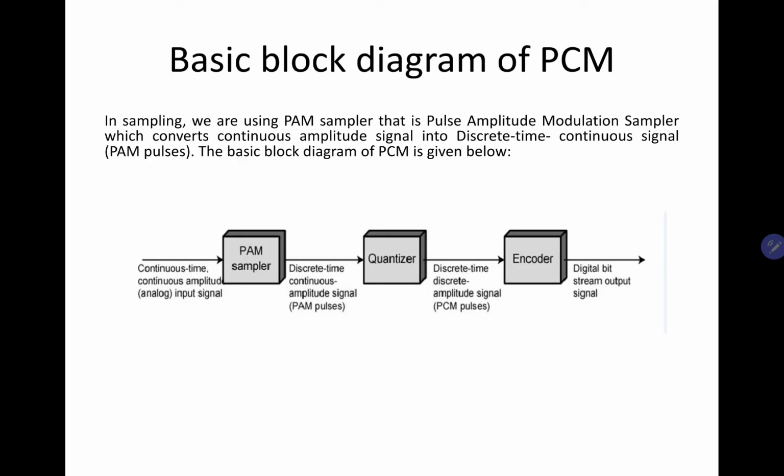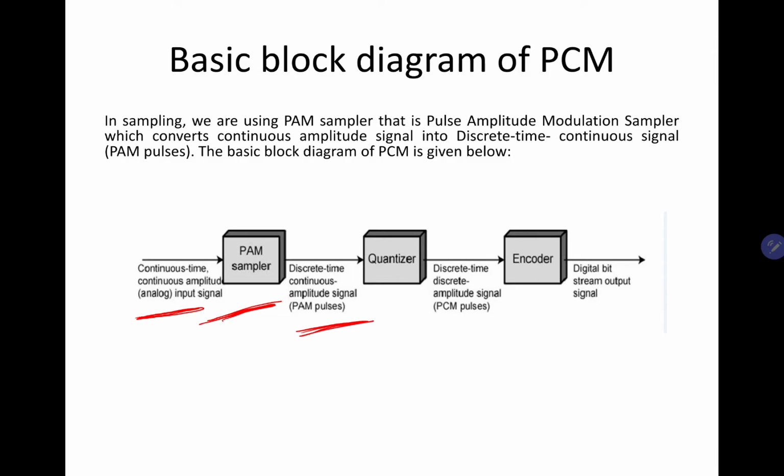Now let us see the basic block diagram of pulse code modulation. As explained in the previous slide, in sampling, we are using a pulse amplitude modulator sampler, that is PAM, which converts a continuous amplitude signal into a discrete time continuous amplitude signal. This is the block diagram. So the input for the PAM is a continuous time, continuous analog signal, wherein the output is the discrete time, continuous amplitude, pulse amplitude modulated signal. This is the output.